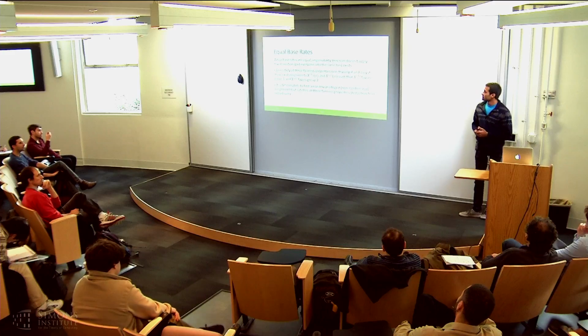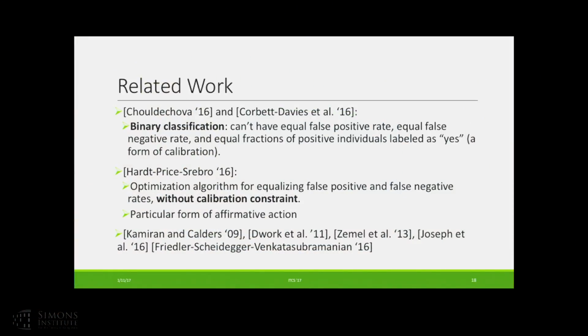Okay, so this is what we know. And I just wanted to highlight a little bit of related work that might be interesting for those of you who are actually considering thinking more about this stuff. Just recently, in simultaneous independent work, people have looked at what happens when you do binary classification and you want equal false positive rates, equal false negative rates, and equal PPV, positive predictive value, which is essentially the fraction of the positive class individuals labeled yes should be the same across groups. This is a form of calibration, and they got a similar flavor of results there.